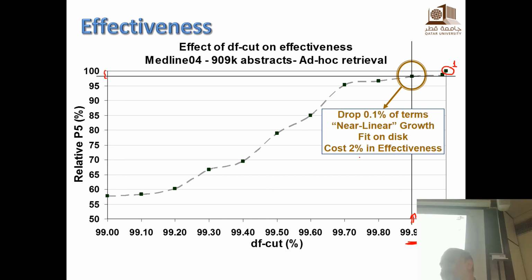Actually, we hoped that it would be better, but it wasn't. It seems like we were more aggressive than we should have been. Maybe in that 1,000 terms, there were some terms that are actually of importance. But with dropping only 0.1%, we got 95% more efficient at the expense of just 2% lost in effectiveness.